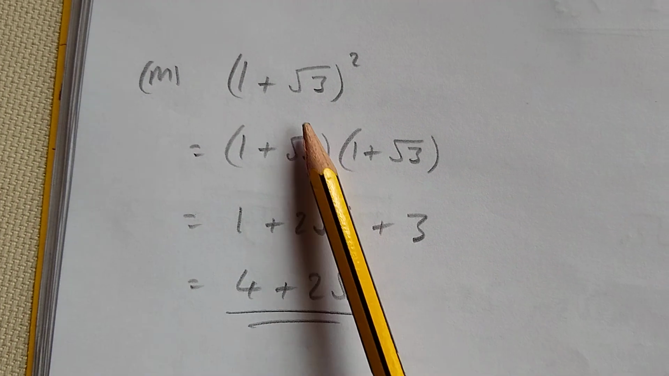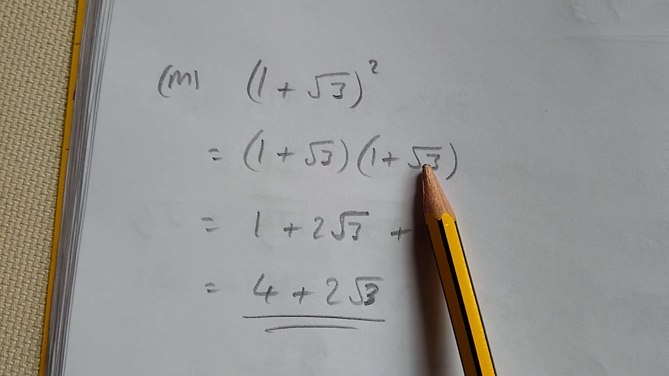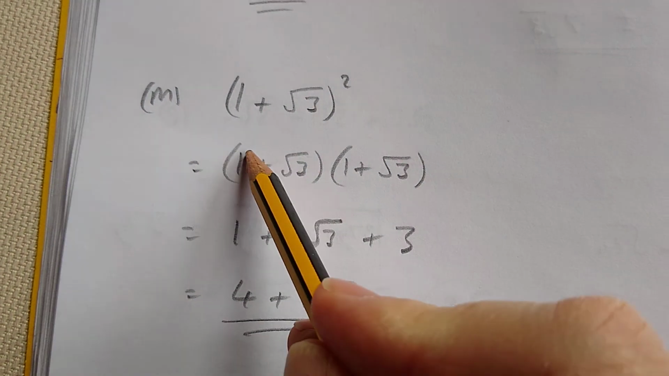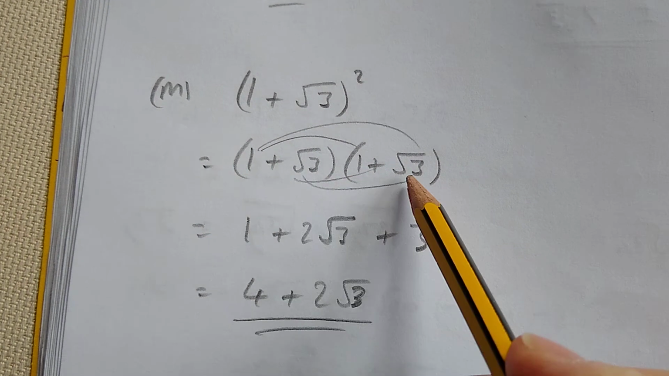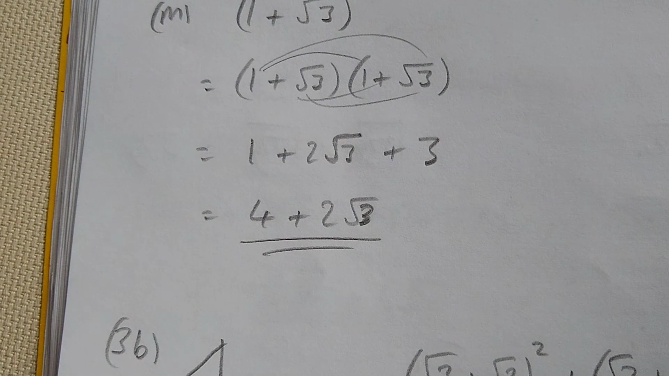The only reason I'm going through this one, guys, is that one or two of you, remember, if you're squaring a bracket, you've got to do bracket multiplied by bracket. So we need to do that times that, that times that, that times that, that times that. Work our way through, and we end up with 4 plus 2 root 3.